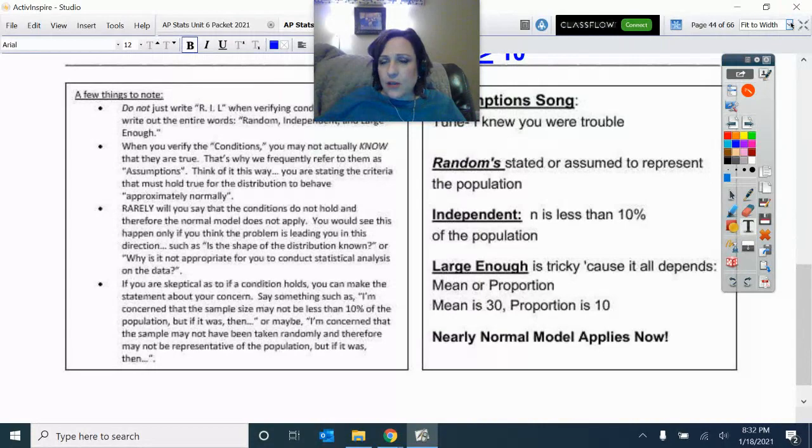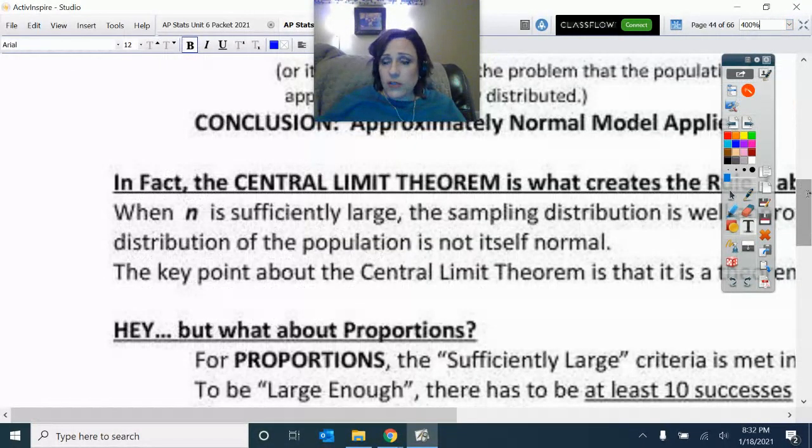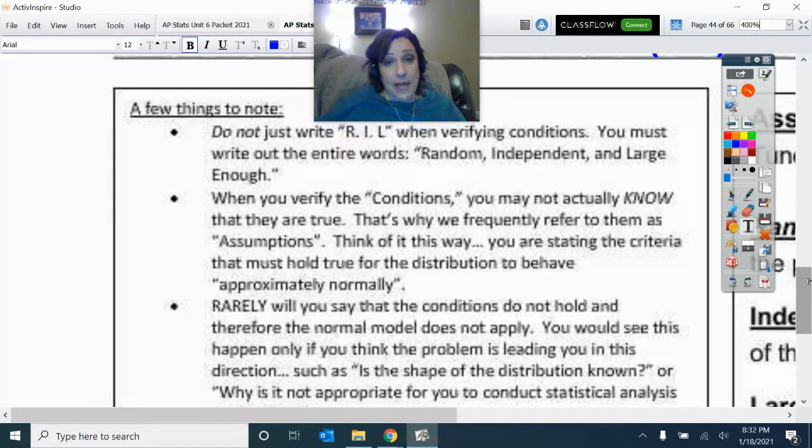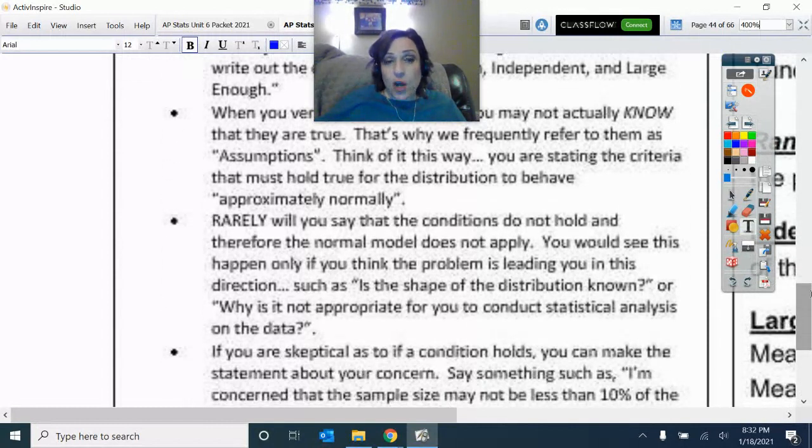Now, this is actually really hard to see, but I want us to look really carefully at some common mistakes that can get you docked for conditions and assumptions. Do not write just RIL. You must write the words random, independent, large enough. When you verify the conditions or assumptions, you may not actually know that they are true, so that's why we will frequently refer to them as assumptions. Think of it this way: you are stating the criteria that must hold for the distribution to behave approximately normally. You may not know that 10 or 50 is less than 10% of all the students, or whatever, but you're saying if it is, then we're good to go.